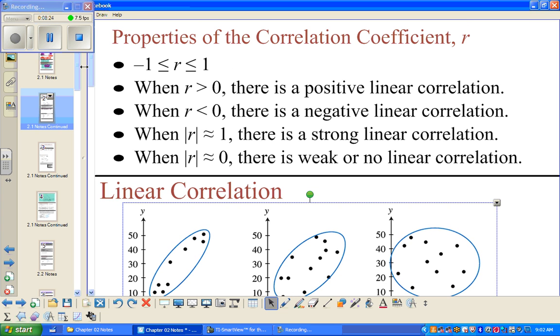So it's always going to be between -1 and 1. If it's greater than 0, there's a positive relationship or correlation. If it's less than 0, there's negative. And then if you take the absolute value of the correlation coefficient, if it's closer to 1, then the data has a strong linear correlation, which means it fits your data more closely than if it was farther away from 1. Or if it's closer to 0, then it's a weak correlation, or the data is more spread out.